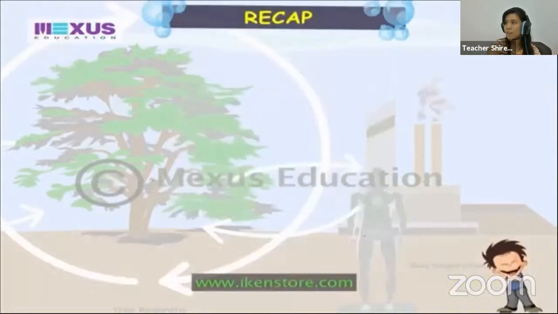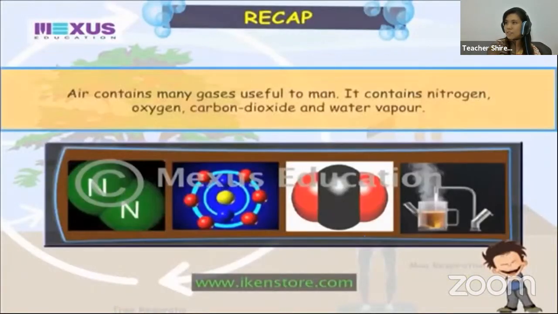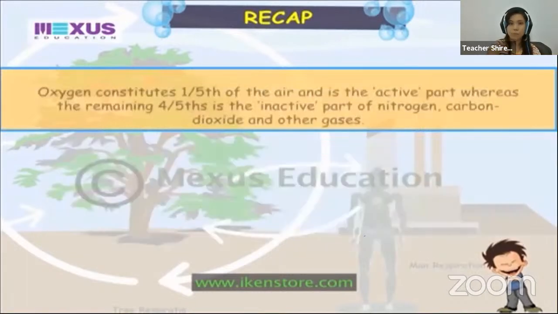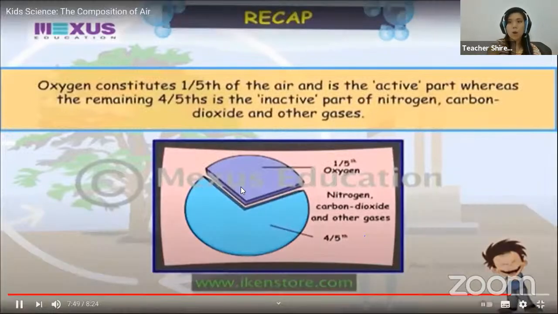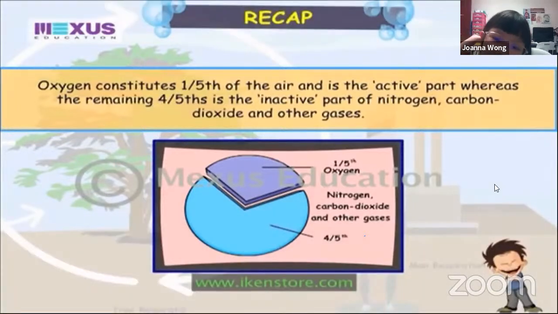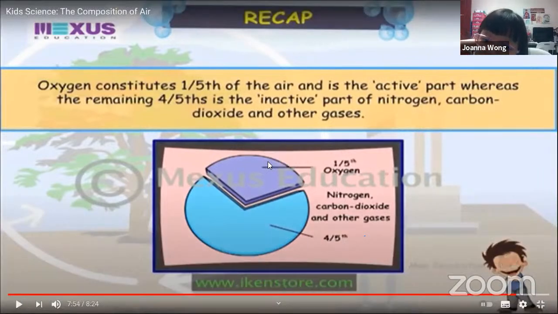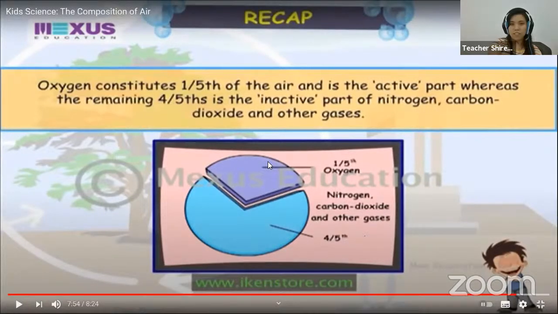Let us do a quick recap. Air contains many gases useful to man. It contains nitrogen, oxygen, carbon dioxide and water vapor. Oxygen constitutes 1/5 of the air and is the active part. 1/5 is also called 21%, okay? 1/5 to be more exact is actually 20%. But why is the remaining nitrogen 4/5, more than the oxygen? It is like that in the air.